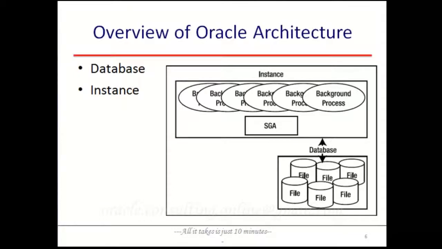So when we look at it from, let's say, a 20,000 feet perspective, the Oracle architecture comprises only of two components. You have a database and you have an instance. A database is a set of files which are on the database server, and an instance is a set of memory structures and accompanying background processes using which you can access the data in the database.